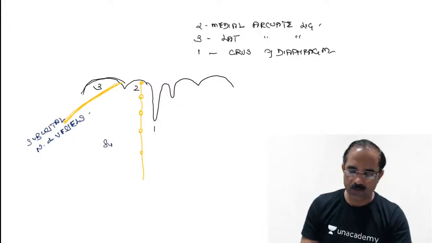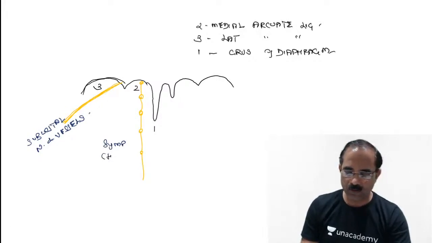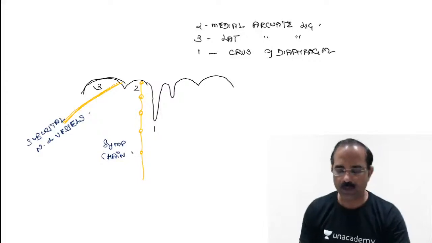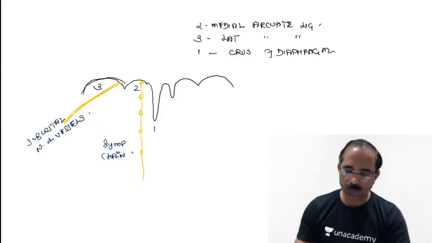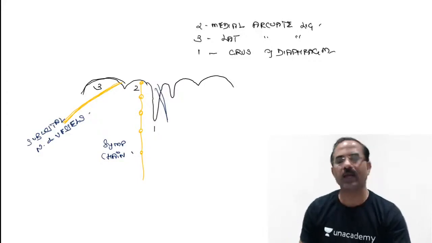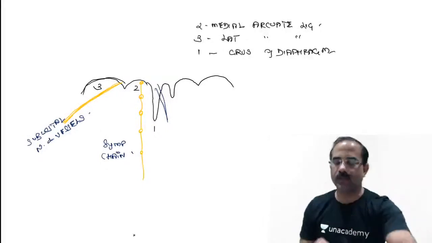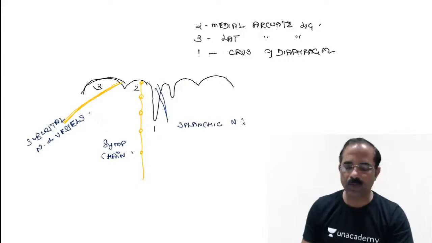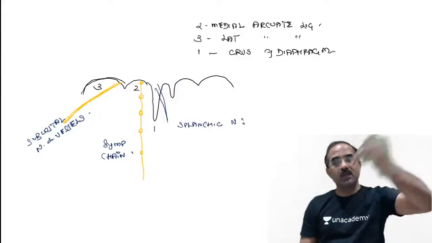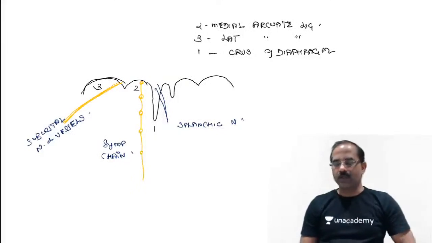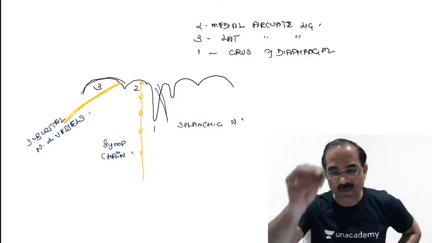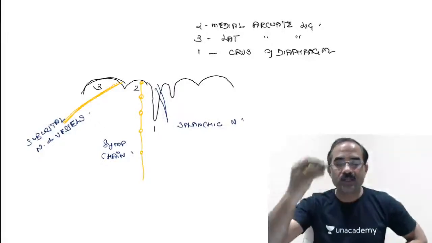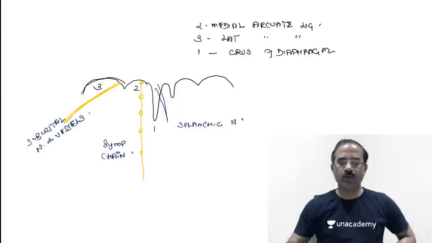What is this? Sympathetic chain. And who's going to pierce the crus of the diaphragm and enter the abdomen? These are the splanchnic nerves. So who pierces the crus of the diaphragm and enters the abdomen? These are the splanchnic nerves. Can anyone tell me what these splanchnic nerves represent?